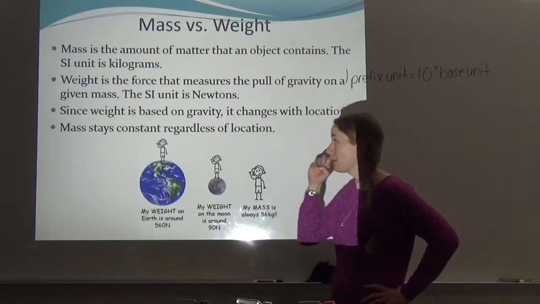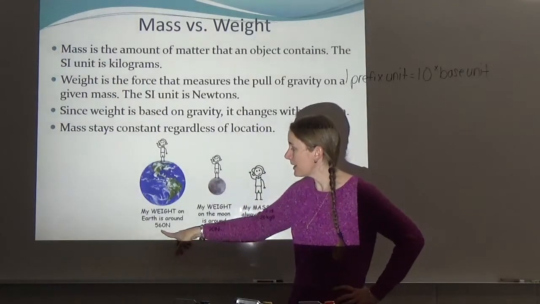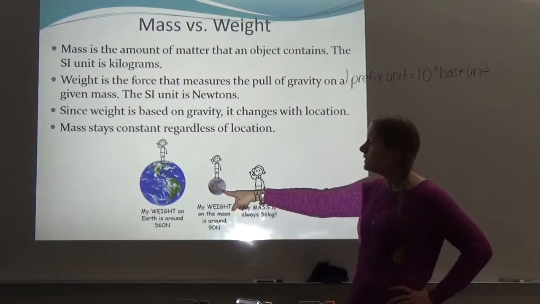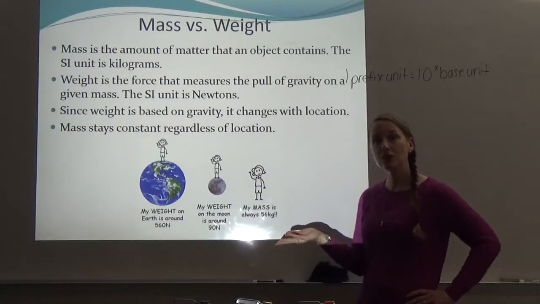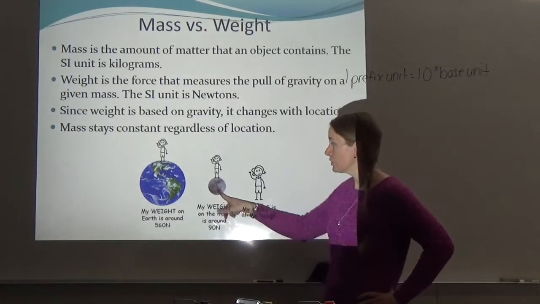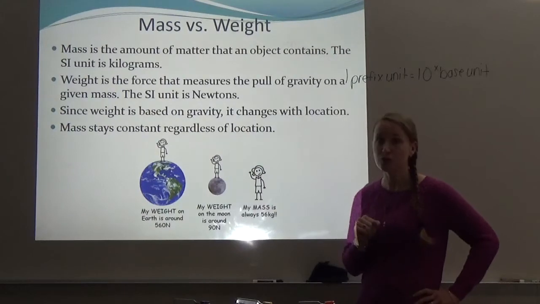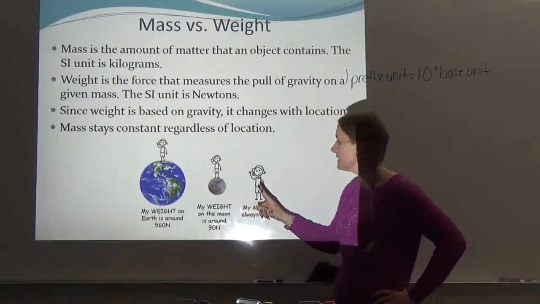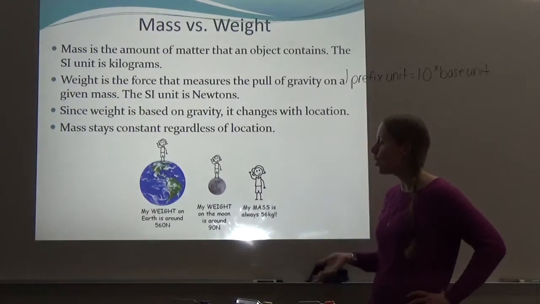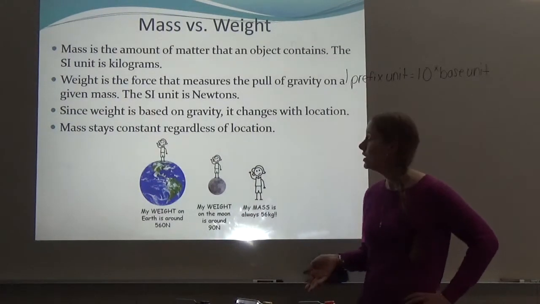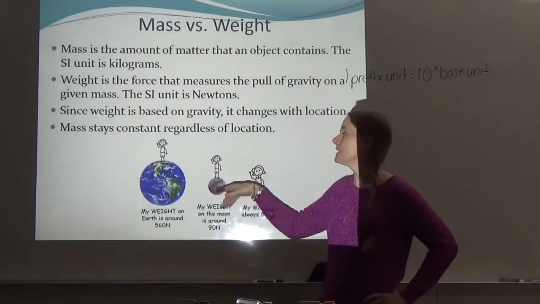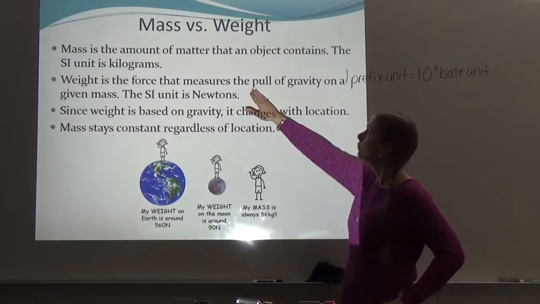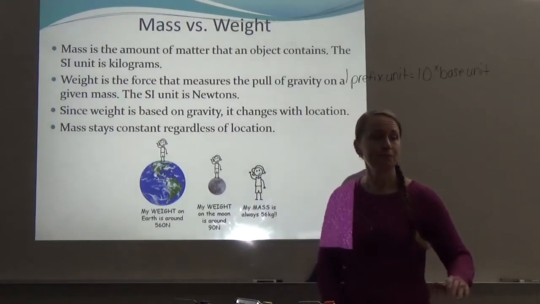So here we have a girl. On Earth, she says my weight is 560 newtons. On the moon, it only has about 1/6 the gravity that Earth has. So her weight is only 90 newtons. But since she's the same size in both places, she says my mass is always 56 kilograms. So her mass is not changing. It's just since gravity is changing, her weight changes because weight is based on gravity.